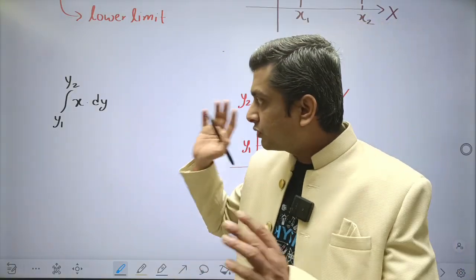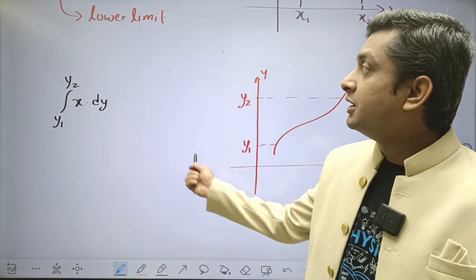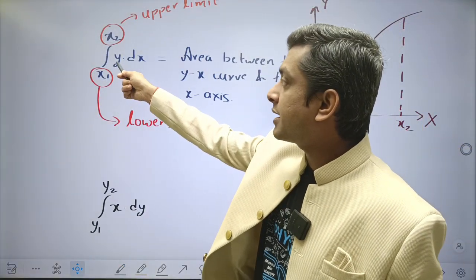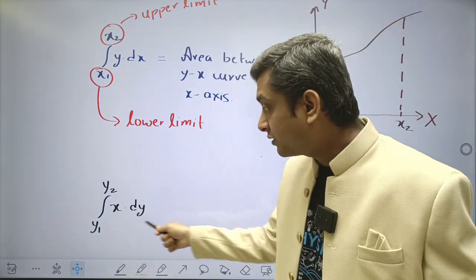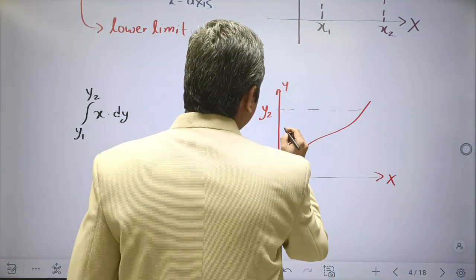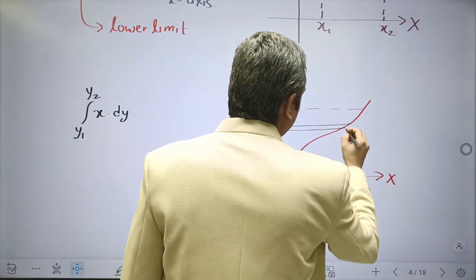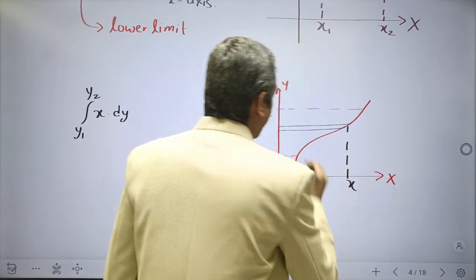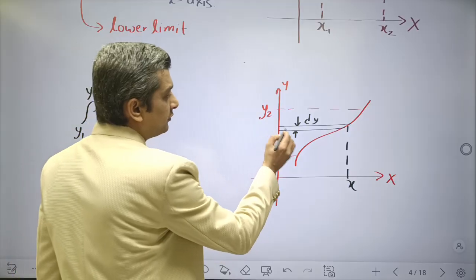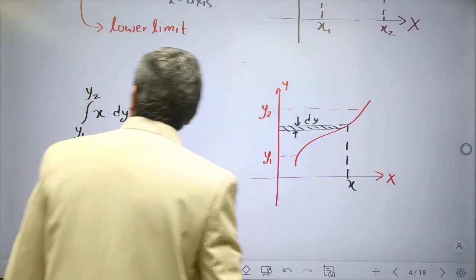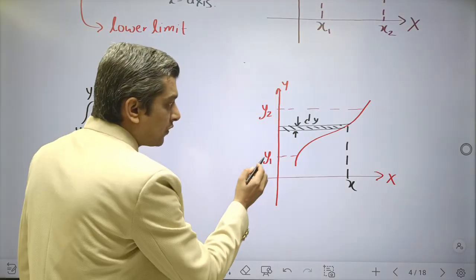So in this case, if you think carefully, this strip must be parallel to the x-axis, isn't it? Here it is y dx, so this strip must be parallel to the y-axis. Here it is x dy, the strip must be parallel to the x-axis, and its width is given by dy. So the strip will be like this one, and this is x, and the width of this strip is dy. So the area of the elementary strip will be x dy, this area. Now if you write x dy, it means that you are adding x dy from y1 to y2.